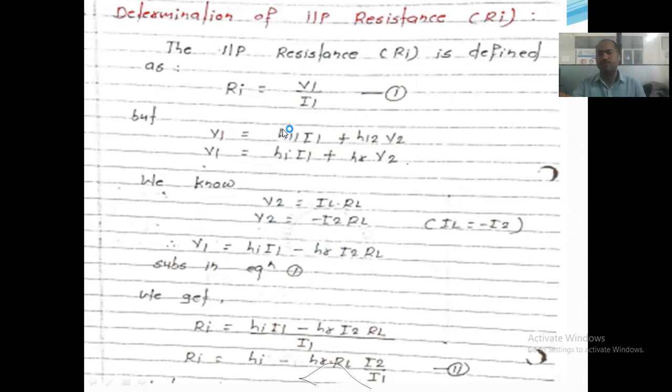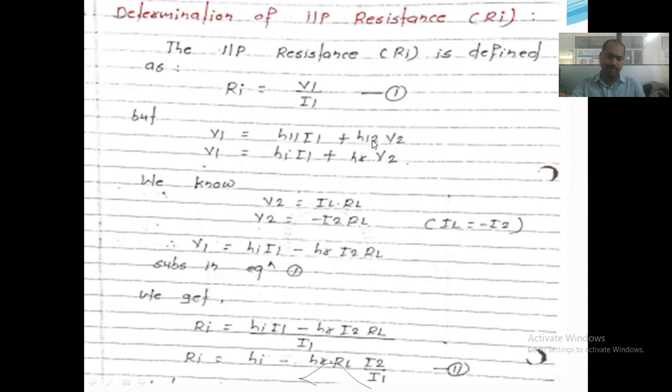For that purpose, we first require the equation for V1. The h-parameter equation is V1 equal to H11 I1 plus H12 V2. Okay, so we know that H11 indicates the ratio of V1 upon I1. So V1 upon I1 indicates the input impedance. So we write it as Hi I1 as it is.